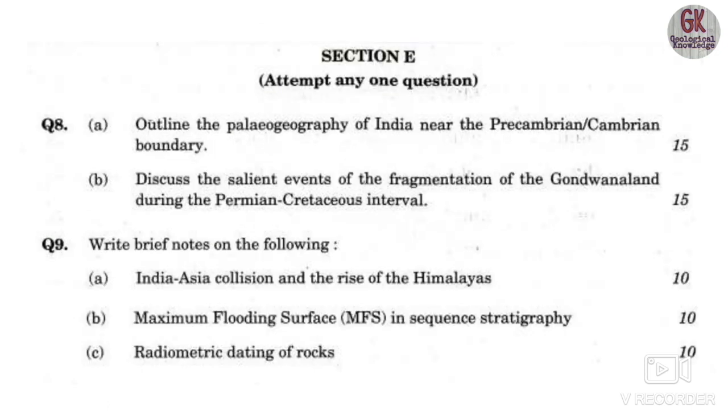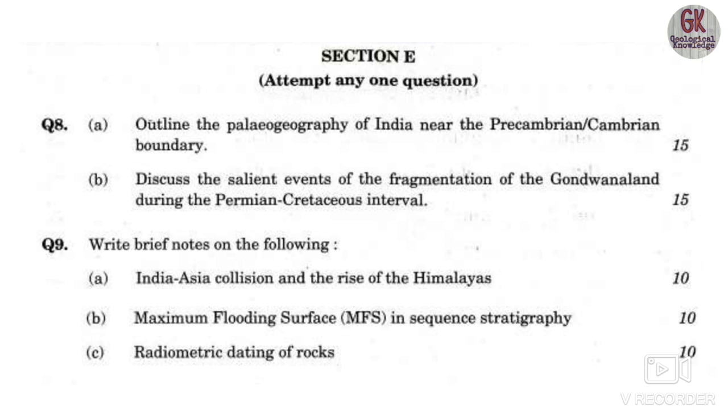Section E is question number 8A. You have to outline the paleogeography of India near the Precambrian-Cambrian boundary. What was its relationship with other continents or other cratons at that boundary? So you have to discuss that paleogeography.